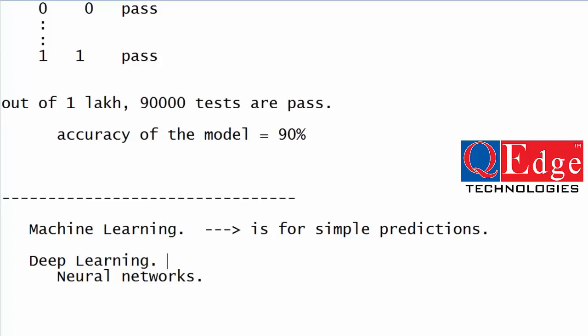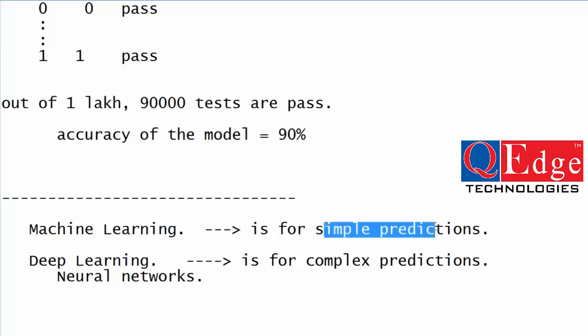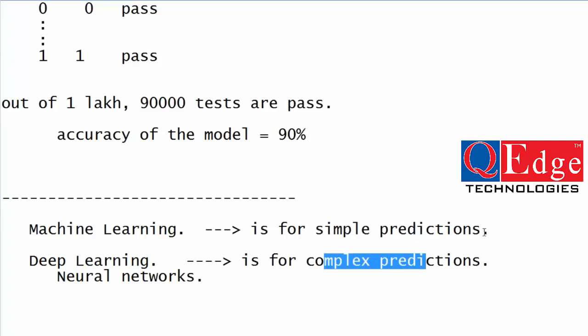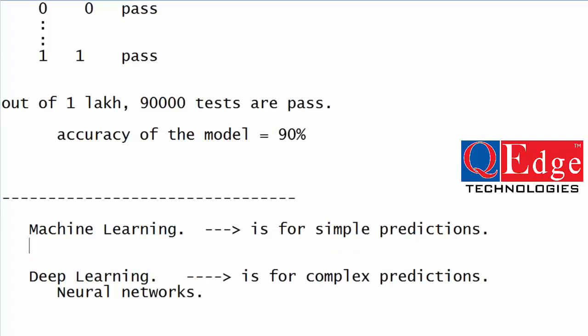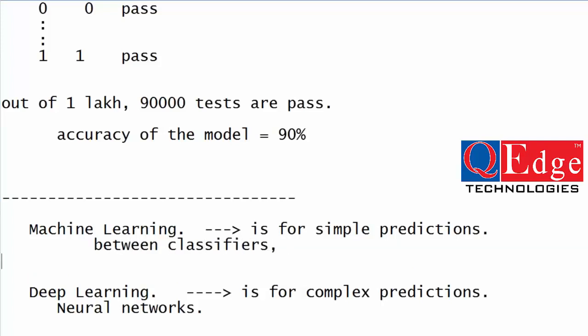And the next thing, deep learning is for complex predictions. Simple predictions and complex predictions. What do we mean by simple prediction and what do we mean by complex prediction? You can say it is the same as the previous circle examples. Between classifiers, commonality is less and distinctive features are more.